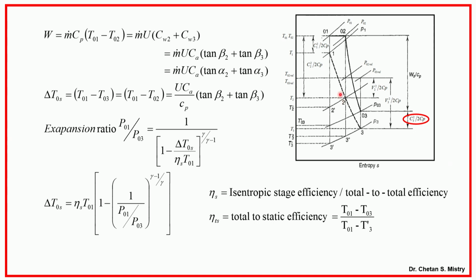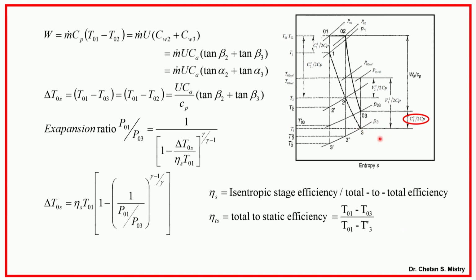Now for this state 2, the flow is entering inside my rotor. When it is entering the rotor, it is represented in terms of the relative velocity component. So here it is represented as P02 relative and P03 relative. And for the rotor, we can say the relative stagnation temperature remains constant along my blade. And this is the location from where my flow will be coming out.